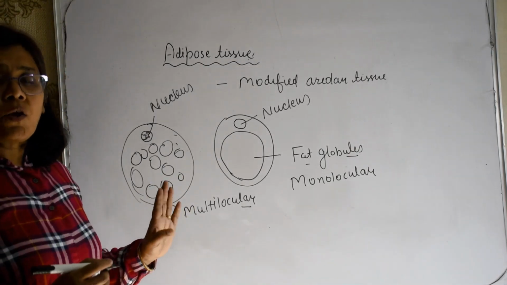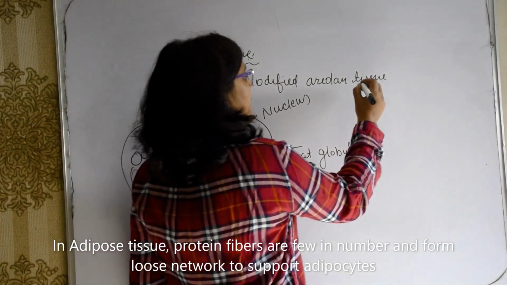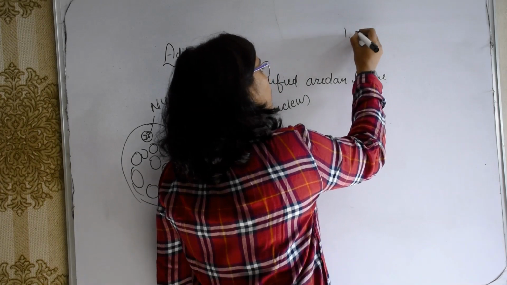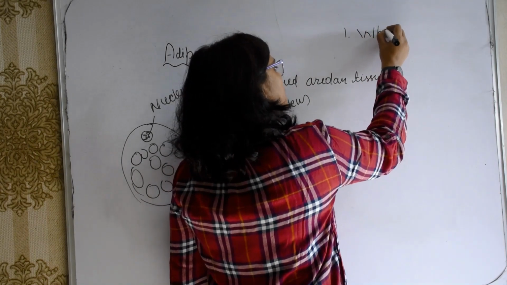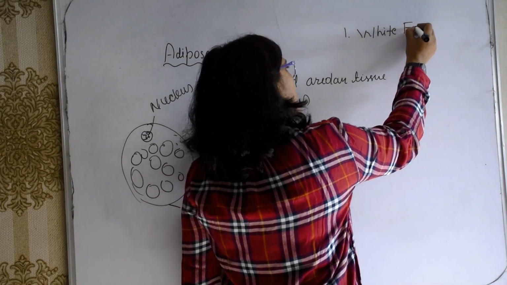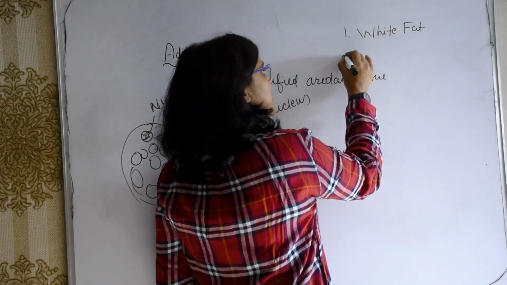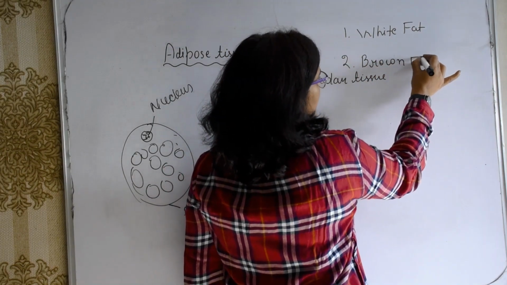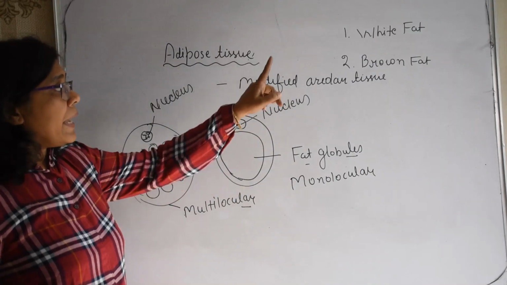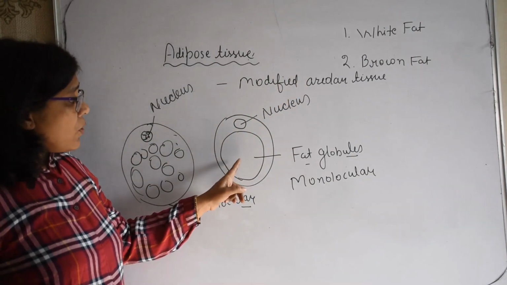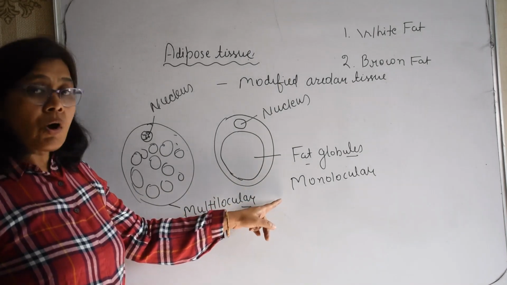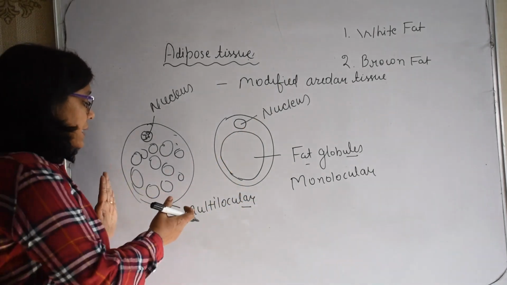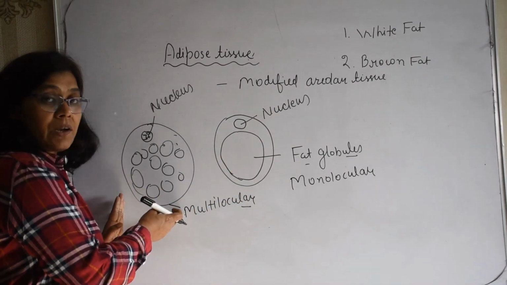Adipose tissue is of two types. One is white fat and the other type is brown fat. In white fat, adipocytes are monolocular. In brown fat, the adipocytes are multilocular.